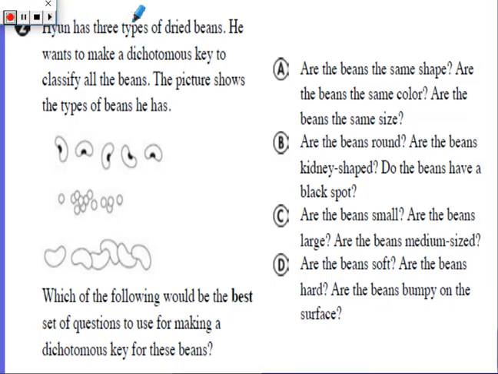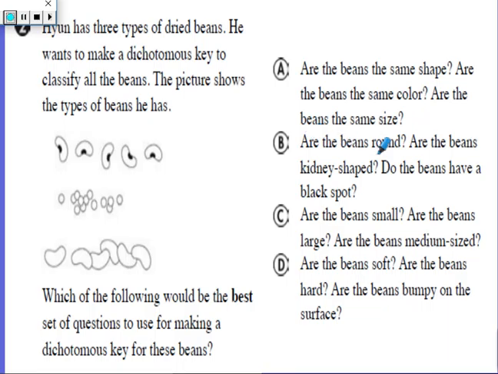Him has 3 different types of dried beans, just like you did in the experiment. He wants to make a dichotomous key to classify all the beans. The picture shows the types of beans, so here's his beans. Which of the following would be the best set of questions to use for making the dichotomous key for the beans? Are the beans the same shape? Are the beans the same color? Are the beans the same size? Would those be good questions?